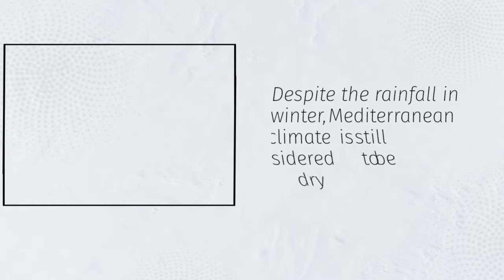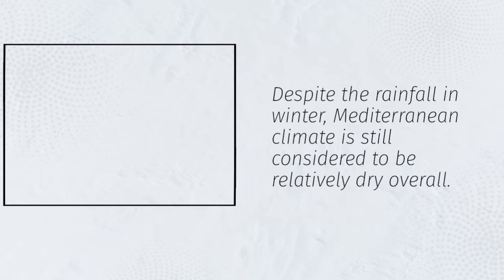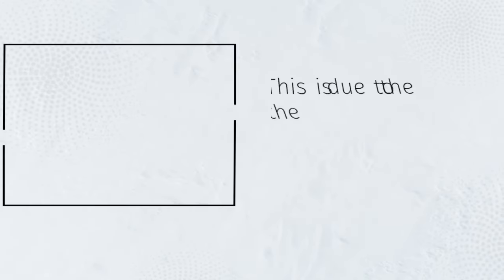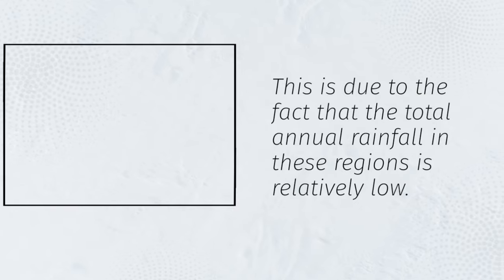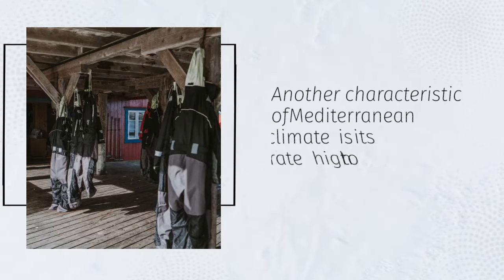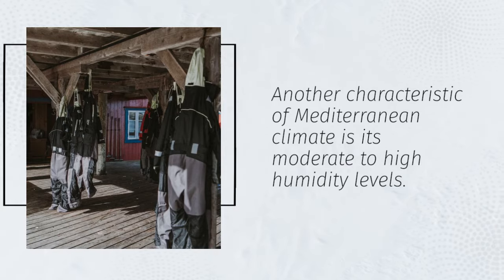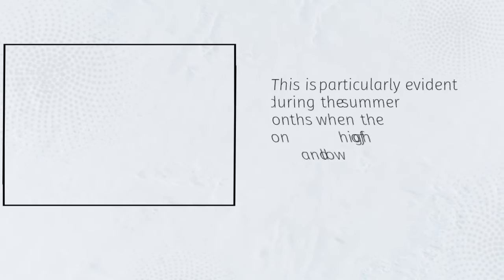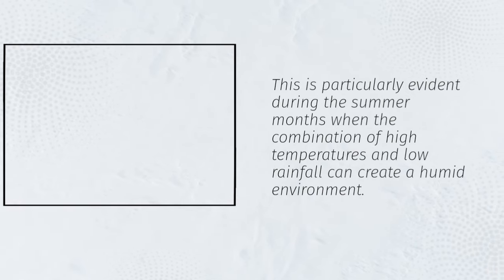Despite the rainfall in winter, Mediterranean climate is still considered to be relatively dry overall. This is due to the fact that the total annual rainfall in these regions is relatively low. Another characteristic of Mediterranean climate is its moderate to high humidity levels. This is particularly evident during the summer months when the combination of high temperatures and low rainfall can create a humid environment.